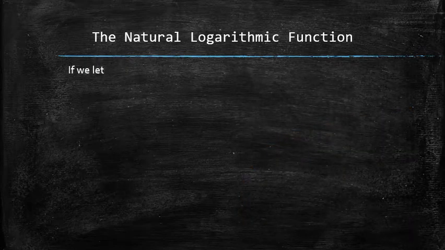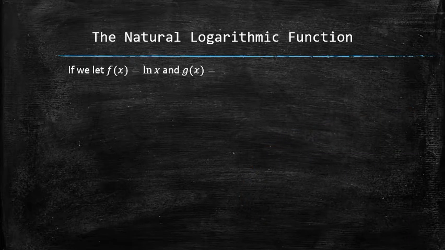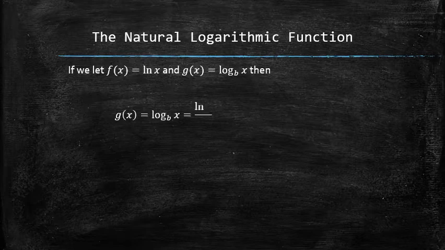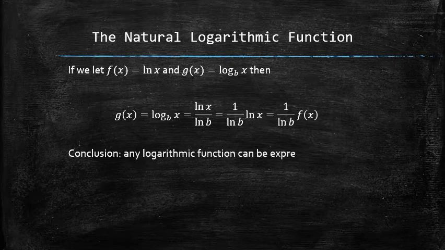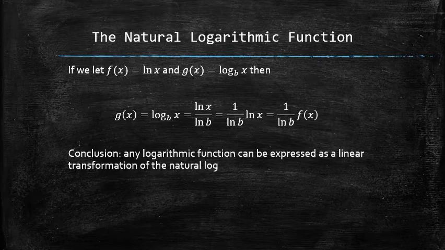If we let f of x be the natural logarithmic function and g of x any other arbitrary logarithmic function, then the following manipulation can always be performed, meaning that any logarithmic function can be expressed as a linear transformation of the natural logarithmic function. So in some sense, the natural logarithmic function is the parent of all logarithmic functions.